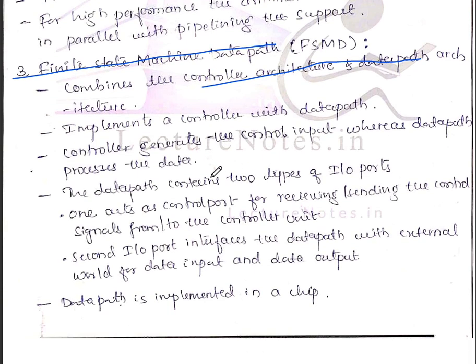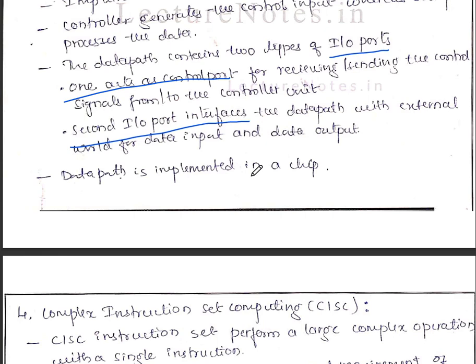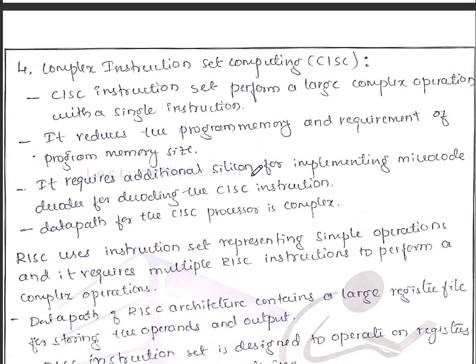The data path contains two types of I/O port, that is, one acts as control port and second acts as IO port interface. Data path is implemented in a chip. And next would be CISC architecture, that is complex instruction set architecture along with its computing. In first module I have discussed the difference between CISC and RISC architecture. You can watch that video.